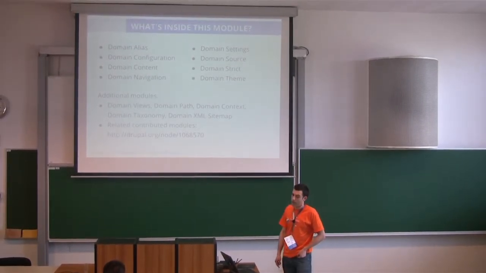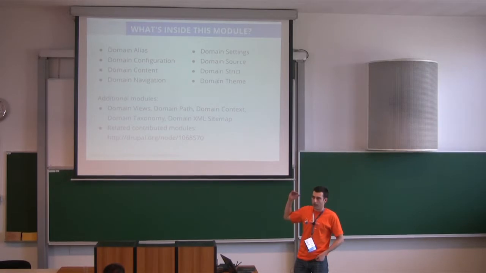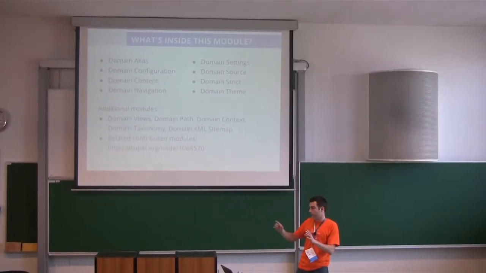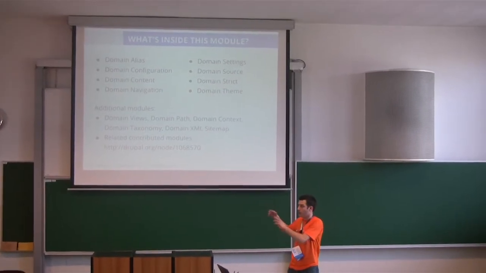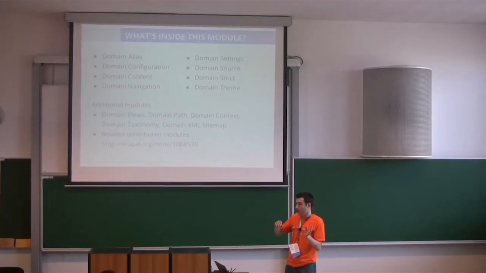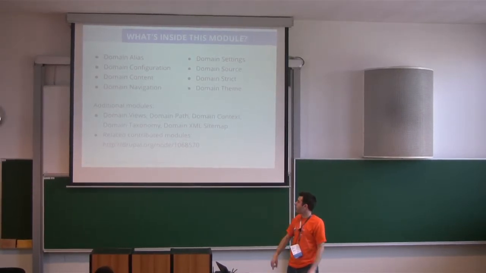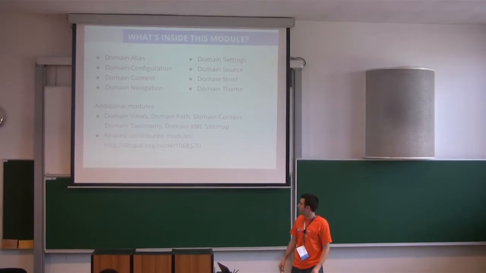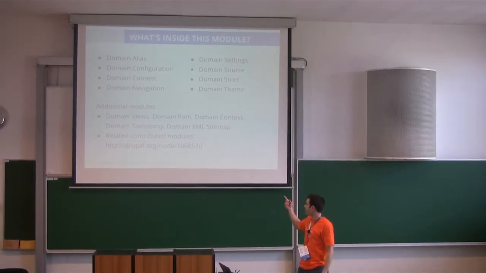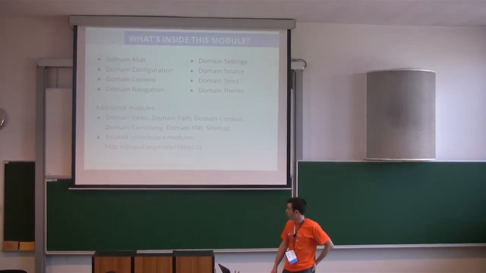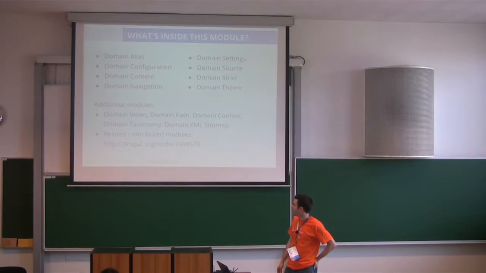Domain path gives you the possibility to give a different path for each domain. So if you have one content, domain1.com/pathname1, you can set it. You don't have to have that pathname 1 be the same on domain 2, but you can set its own path on the other domain. So domain context, already told. Domain taxonomy, you can give taxonomy terms and vocabularies for different domains.